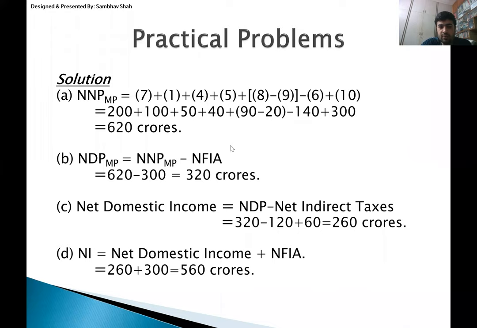This should be the answer. Hope you understand this. Are you getting this? Right? You have to add every item of expenditure. Any doubt in this? Fine. Next. Let's move to the next.